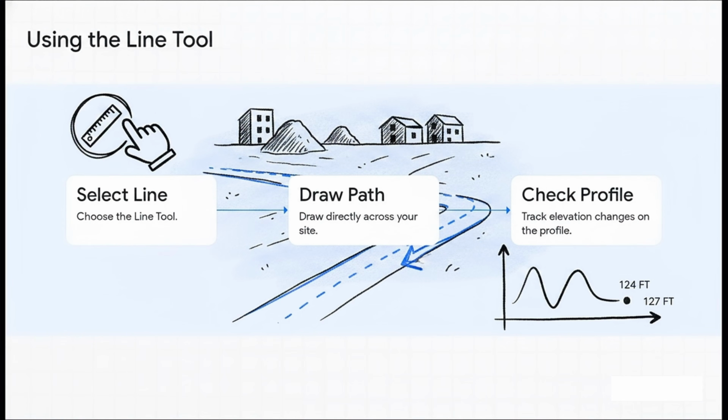As you move your cursor along the line, a little dot tracks your movement, revealing the exact high and low points. You can watch the terrain literally drop down to 124 feet and slope back up to 127 feet in real time. It's like having X-ray vision for the ground.